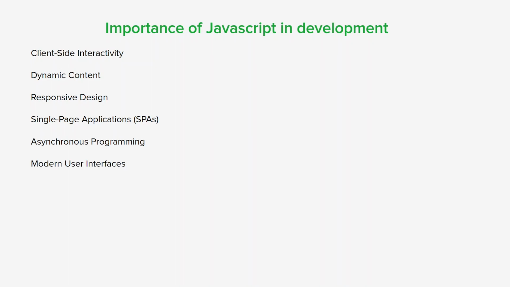JavaScript frameworks and libraries enable the creation of sophisticated user interfaces with reusable components, state management, and efficient data binding. This makes it easier to build complex applications while maintaining a clean code base.